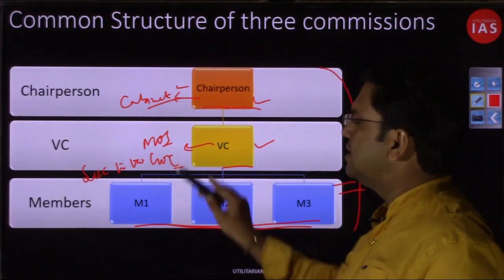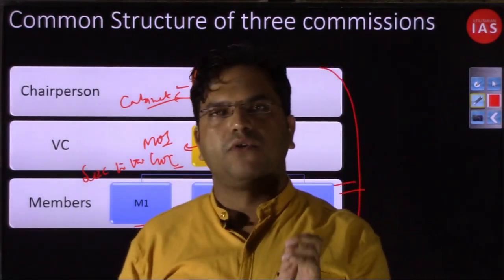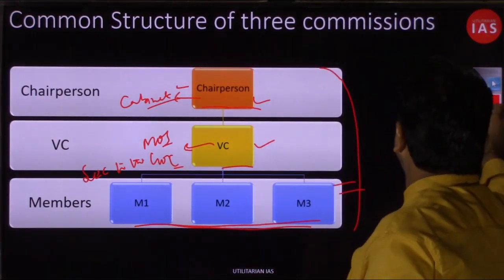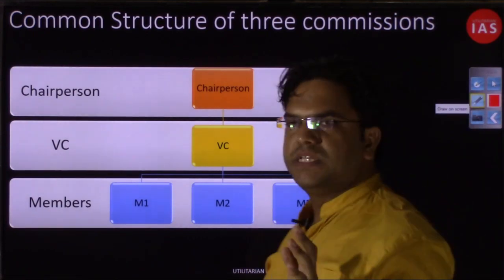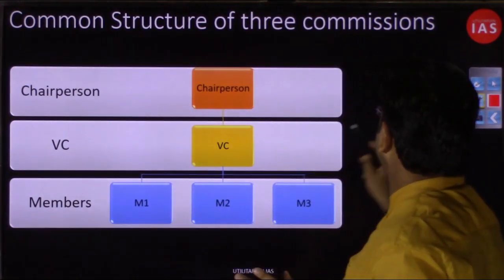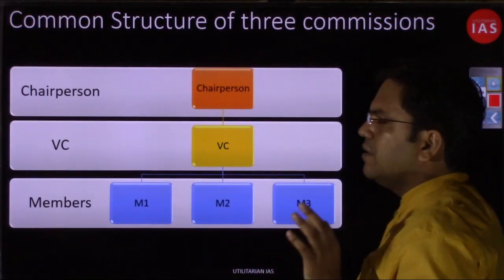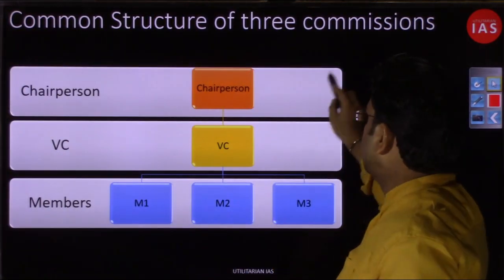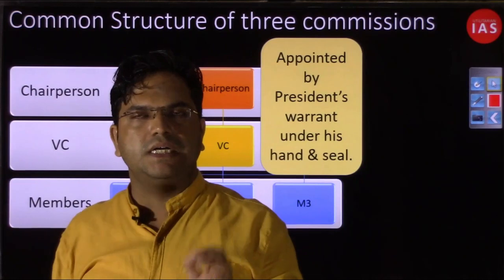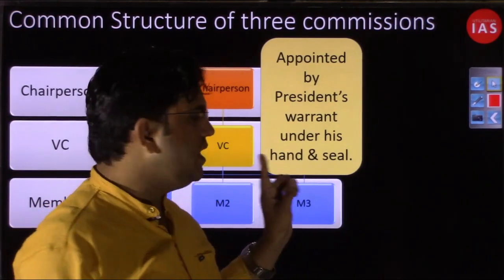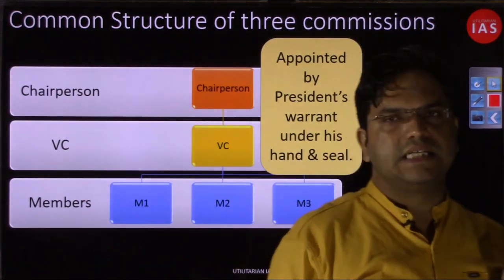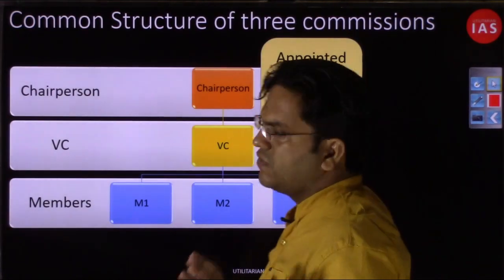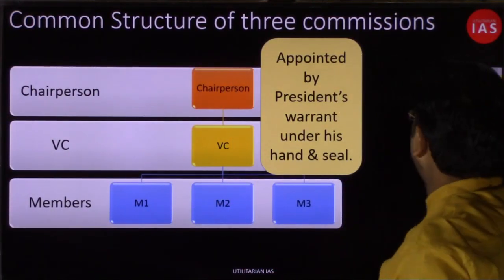Let me again repeat that this structure is going to be common for all 3 commissions, that is NCBC, NCSC, and NCST. And all these 5 people in every commission, whenever it is instituted, you will notice the appointing authority will be the President. This is a special kind of recruitment, right? The President will appoint these people by warrant under his hand and seal. What is the meaning of signing this warrant under his hand and seal? The meaning has already been explained multiple times, so I am not going to explain it. So this was all about the common structure of all 3 commissions.